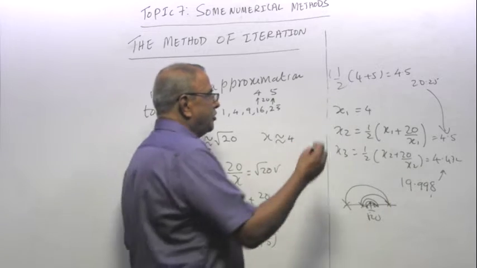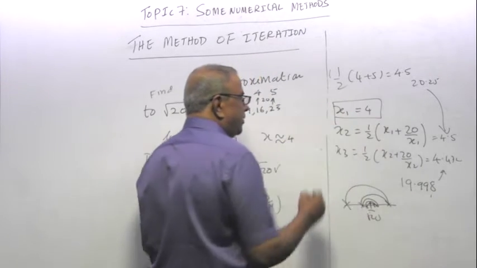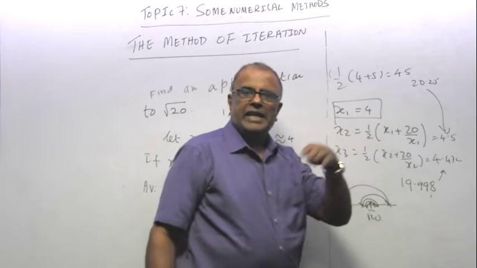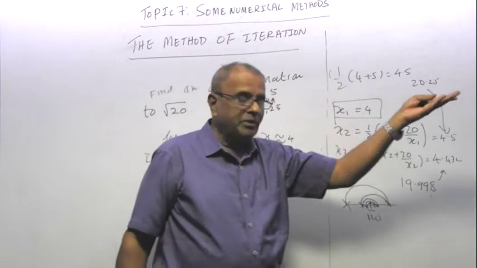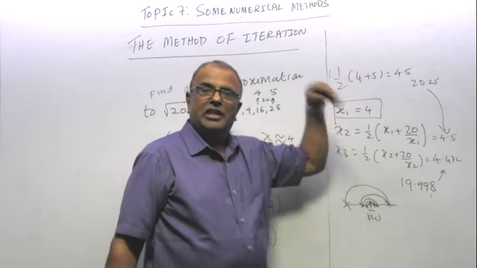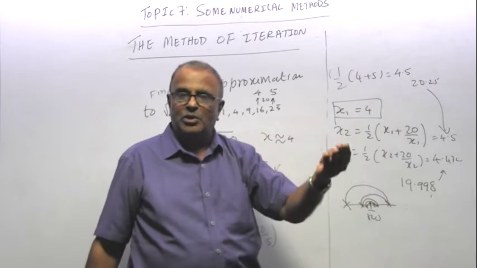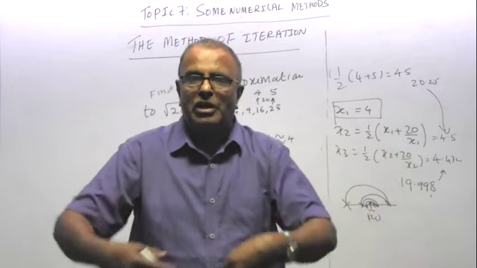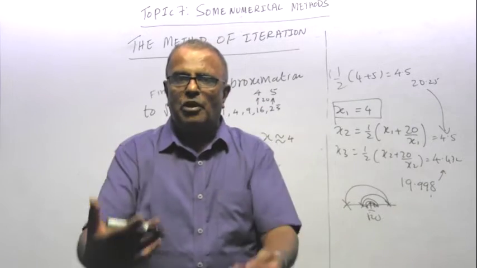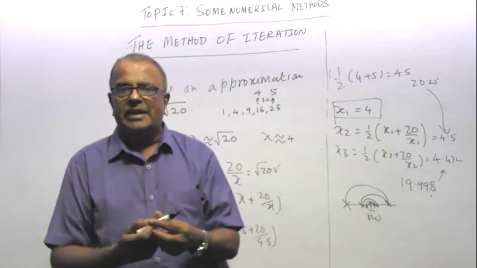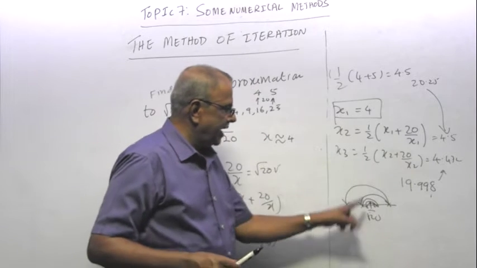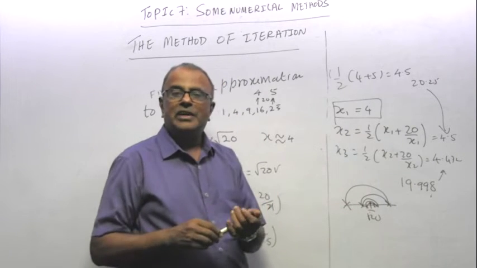That means you start with an initial value, use the initial value to find the next value in a formula, then use the next value in the same formula to find the next value, and use that value in the same formula. So you keep on using the same formula over and over again to get better and better approximations. That is the method of iteration.